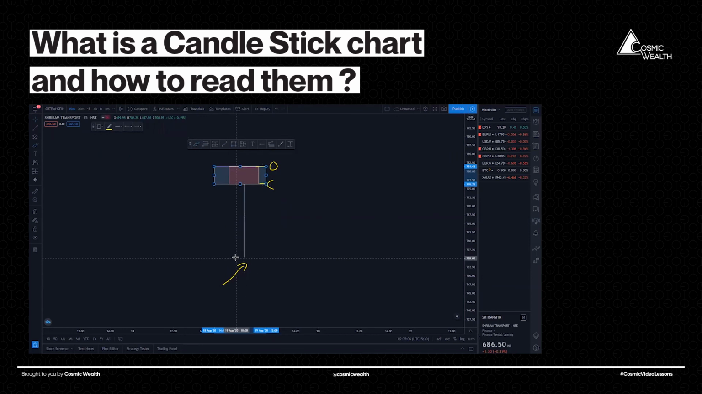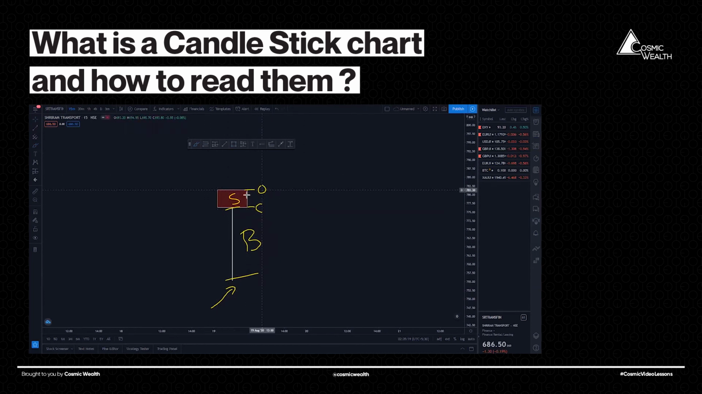So the buyers who entered here pushed it till here. This much portion is dominated by buyers. Only a small portion by sellers. So who is this candle dominated by? Buyers. Buyers are dominating a candle like this. Now look at the color of this candle. It's a red colored candle.